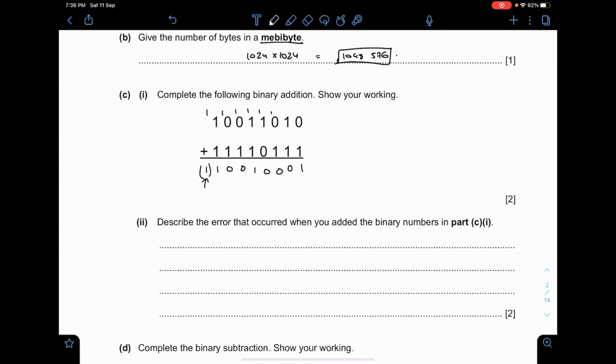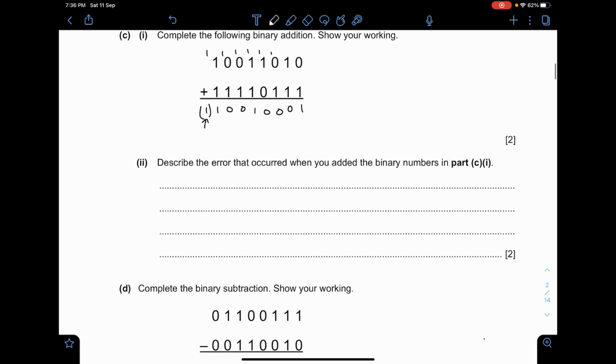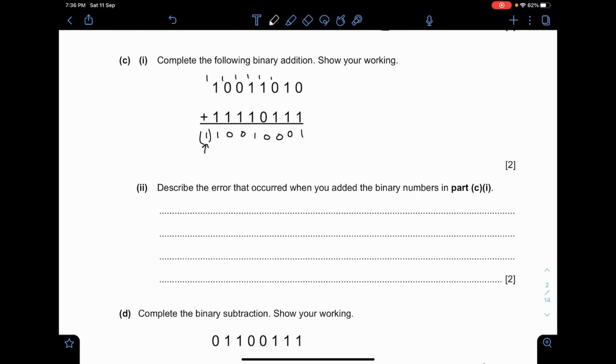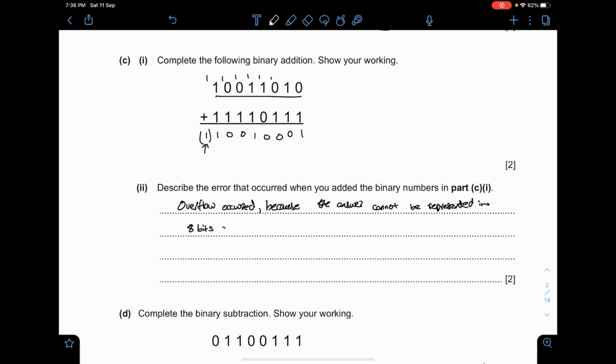This specific number is important to us, because then they're saying describe the error that occurred when you added the binary numbers in part C1. So you have to write overflow occurred, and you need to explain why. Overflow occurred because the answer cannot be represented in 8 bits, because here we were using 8-bit registers to do this addition. When you're adding the two, you get a 9th bit. So that is important here.